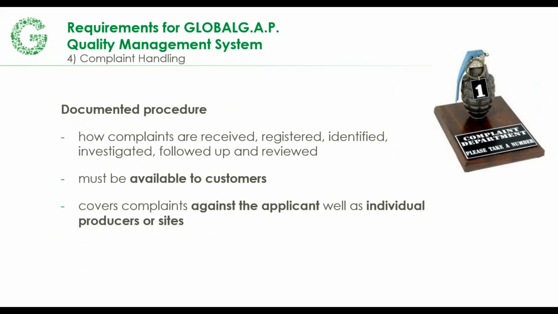For complaints, there must be a documented procedure: how complaints are received, registered, identified, followed up and reviewed. This needs to be available to customers, but also to the individual producers. A complaint can be against the applicant, meaning the group, or against individual producers or sites. So this complaint system, depending on the technical level of the business, could be held at the QMS, but at the level of the farm, whatever is relevant to the farm must be available to the producer members.